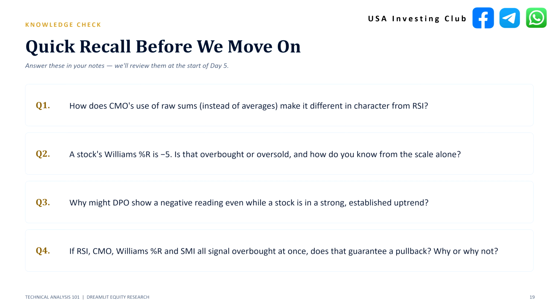Question 3. Why might DPO show a negative reading even while a stock is in a strong, established uptrend? And question 4. If RSI, CMO, Williams percent R, and SMI all signal overbought at once, does that guarantee a pullback? Why or why not? Take a few minutes with these before moving on.